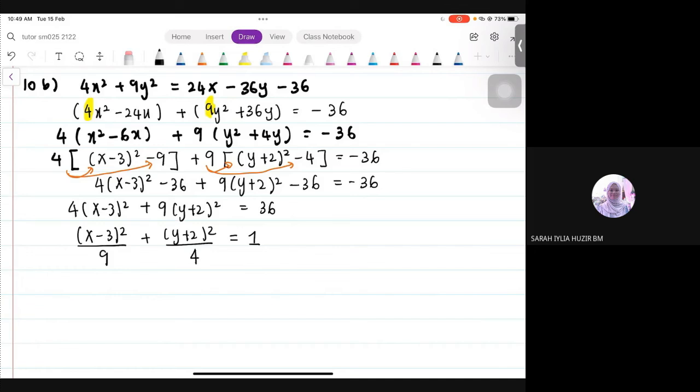Panjang cerita dia kan. Ini soalan famous lah. How to reduce this into standard form of an ellipse. Fixed step setiap kali. Saya ulang balik. First step, asingkan variable. Make sure constant on our right side. Second step, make sure coefficient of x squared and y squared must be 1. So, kalau dia bukan 1, factorize out.